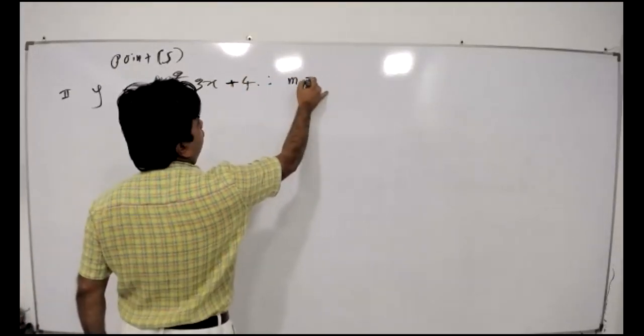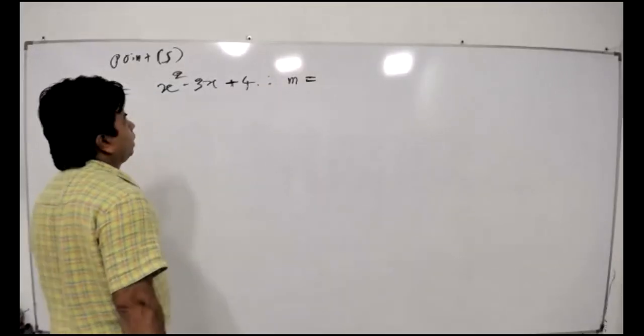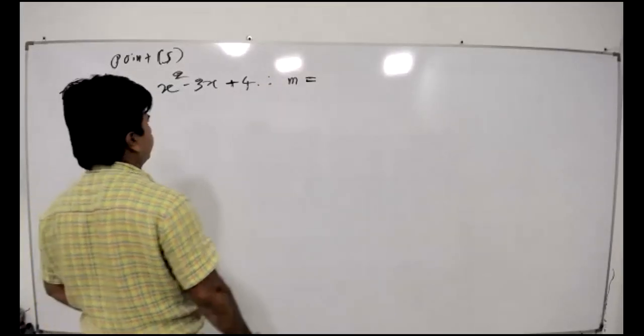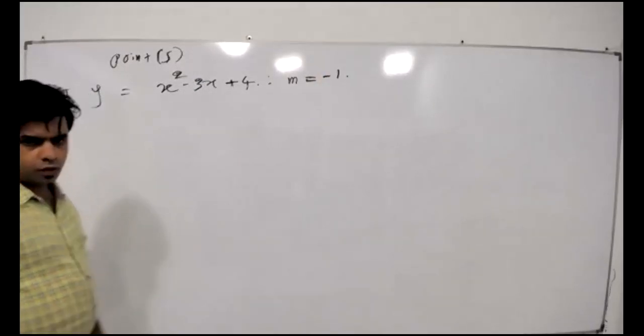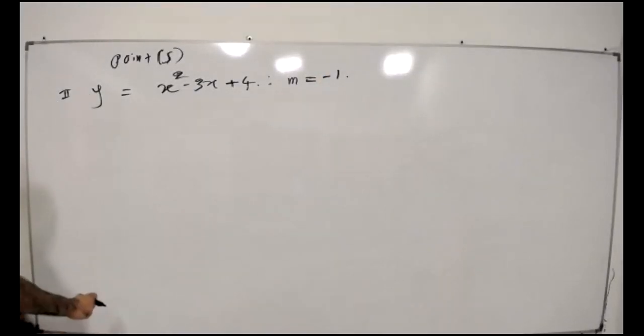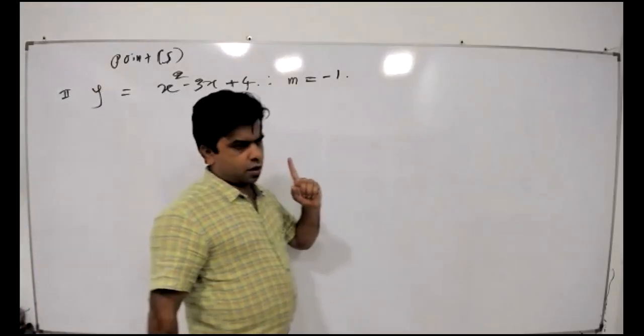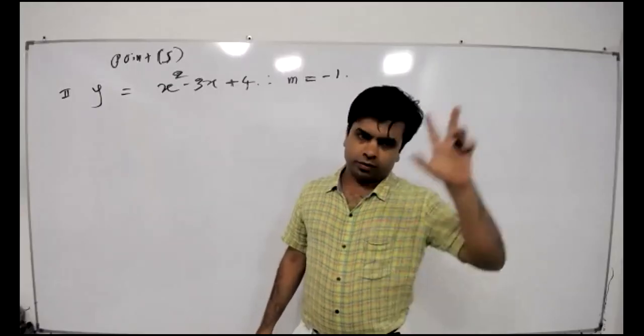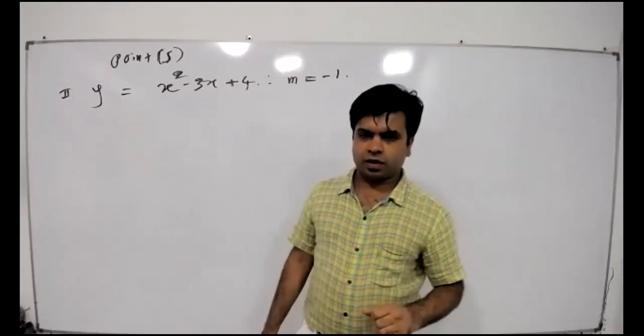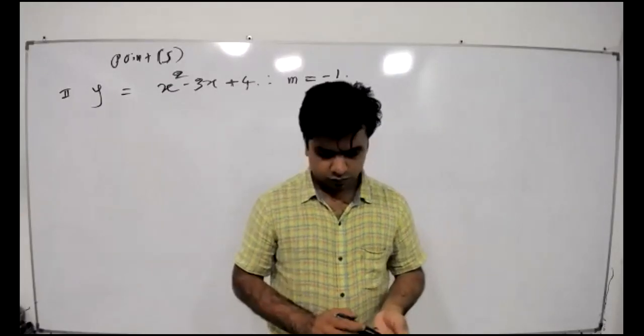So we want to find out the point on the curve corresponding to the gradient minus 1. Type clear? This one is also the same way as the previous example. Kavish, any problem?